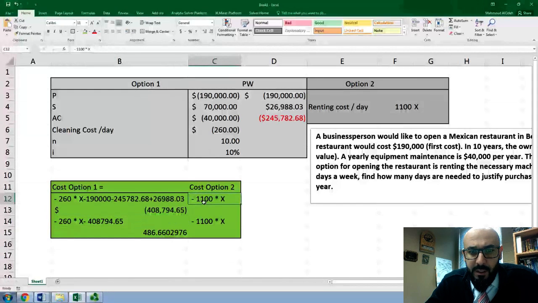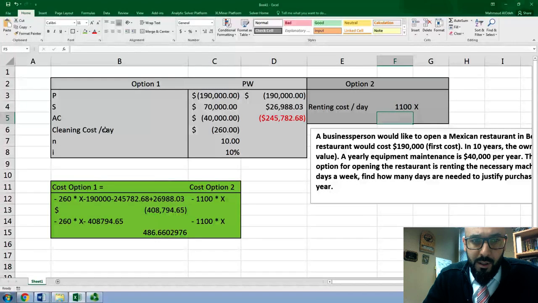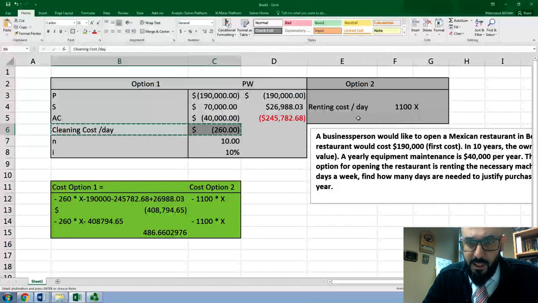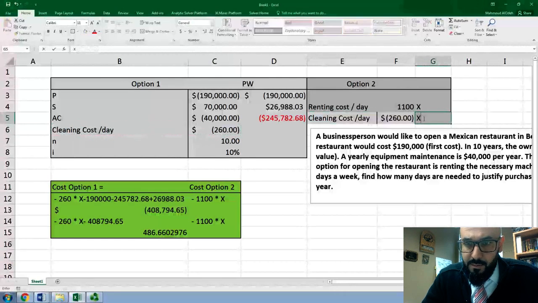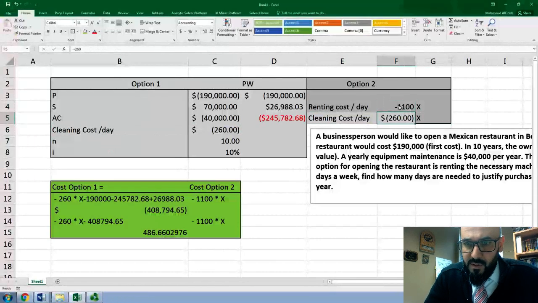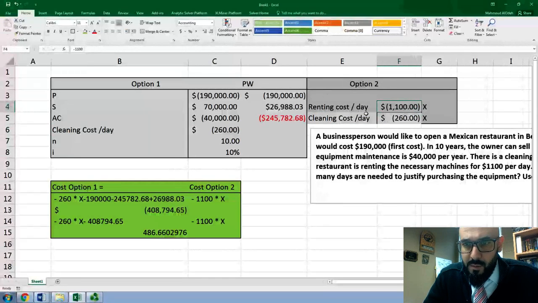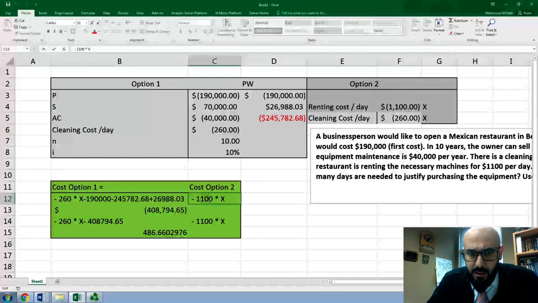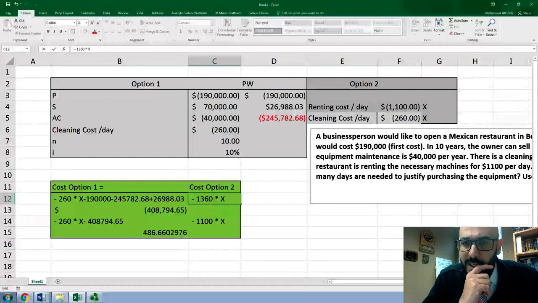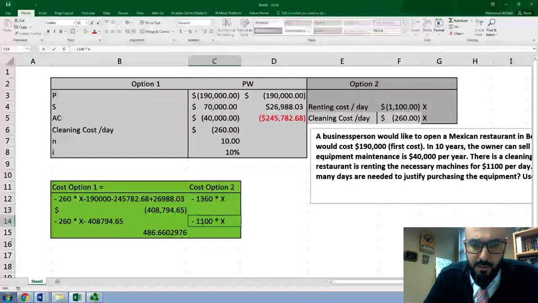Now we need to look into option 2. In option 2 we have the $1,100 for renting the equipment, and we also don't want to forget about the cleaning cost, which is $260 per day as well. So this is a negative as well. This is a dollar number. If we add these together, that would be 1,360. Same thing here.